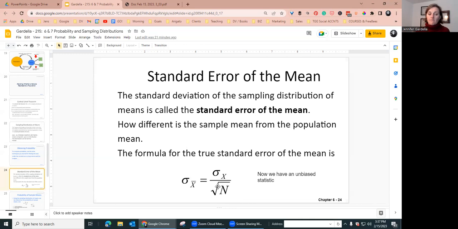You take your standard deviation, just the same way that we calculated in class, and now you have to divide it by something. So you divide it by the square root of n. This turns your standard deviation into an unbiased statistic. And again, what does that mean? That just means that we've got it.